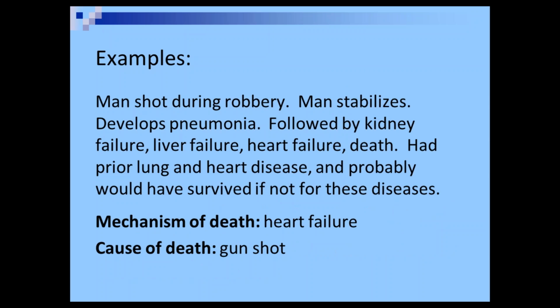Okay. The example your book gave is where a man is shot and then he stabilizes and then he develops pneumonia, and then that pneumonia causes kidney failure, liver failure, heart failure, death. He has prior lung and heart disease, and probably would have survived if not for these diseases. Even though it's those diseases combined with everything, the cause of death is still the gunshot, okay, because it sort of initiated this chain of events. Even though he stabilized after, he didn't make it out of the hospital, so he didn't fully recover. He just stabilized as far as didn't drop dead immediately after the shot. Survived for a week later with pneumonia and these other problems.